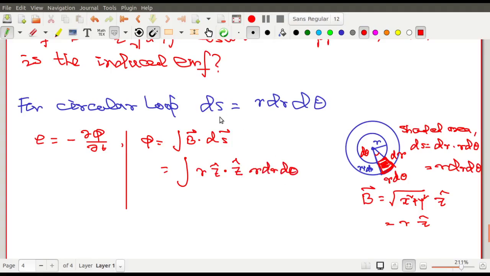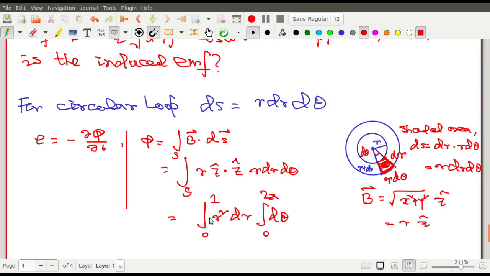This is the magnitude of ds, and the vectorial it is along z cap. This is the surface integral, which means a double integral actually. So from here there will be two integrals, one is r square dr and another is d theta, because z cap dot z cap is 1. Now the integral for d theta is 0 to 2 pi, and the integration for this r square is from 0 to 1.